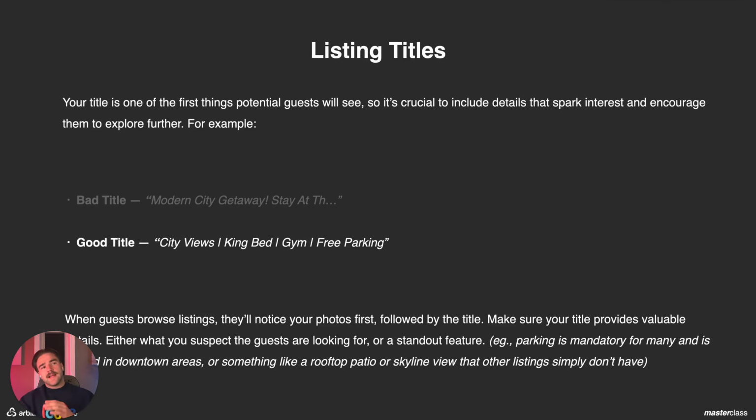And this one's low-hanging fruit that for some reason is misused. What you'll see a lot of on Airbnb is just a bunch of words as the title, and half of it ends up getting cut off anyway. For example, "Modern city getaway. Stay at the..." and you don't even know what they're saying unless you actually click on the listing itself, right?